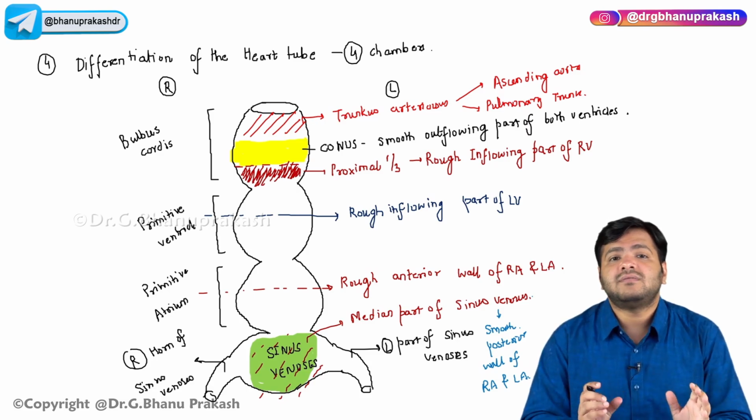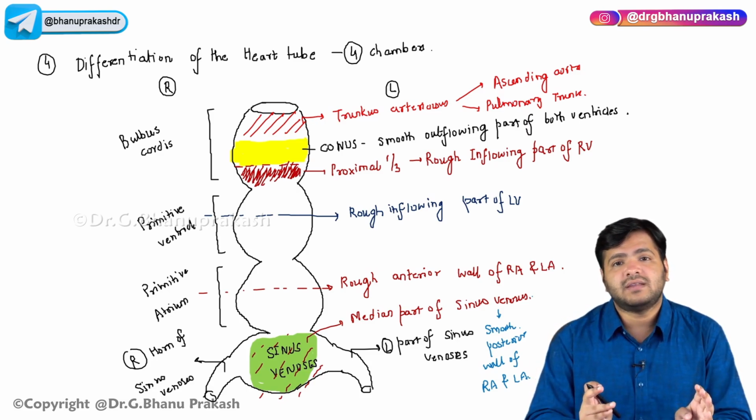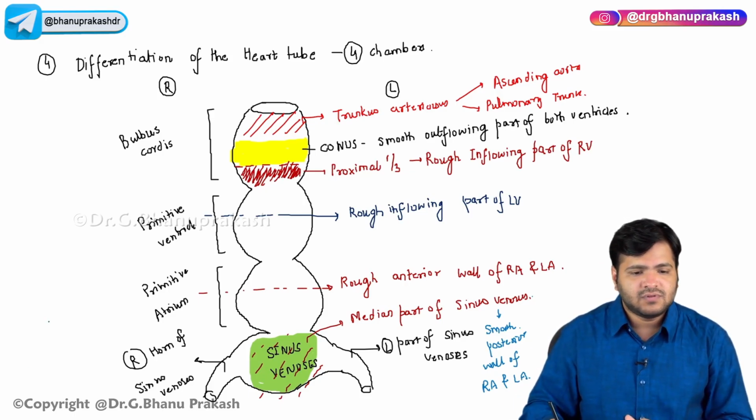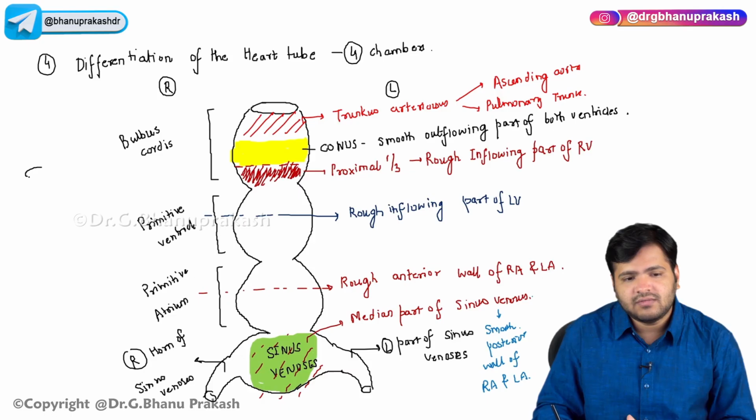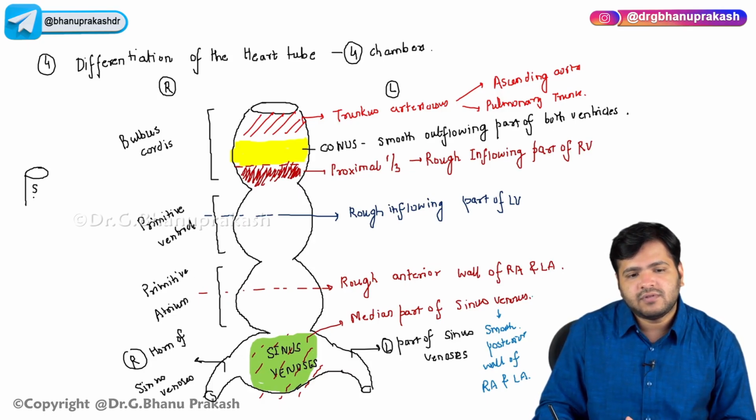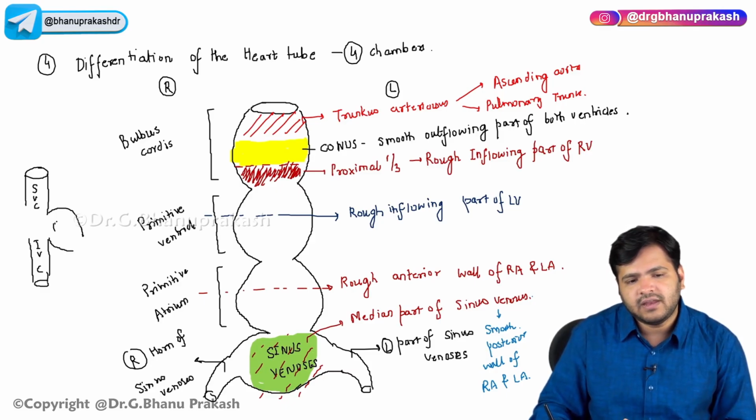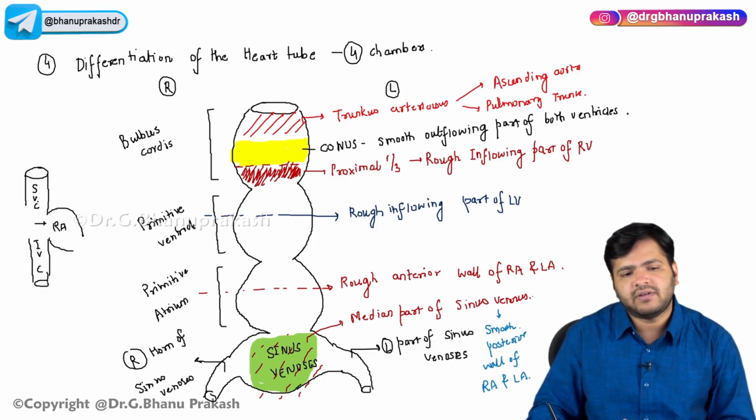So, that was regarding the differentiation of the heart tube. We have the right horn of the sinus venosus and the left horn, and the sinus venosus median part will be giving rise to the left and the right atrium, that is the smooth part. So, I'll just explain this particular structure. We have the two major veins in our body, the superior vena cava and the inferior vena cava, right? They both will drain the blood into where? Right atrium.